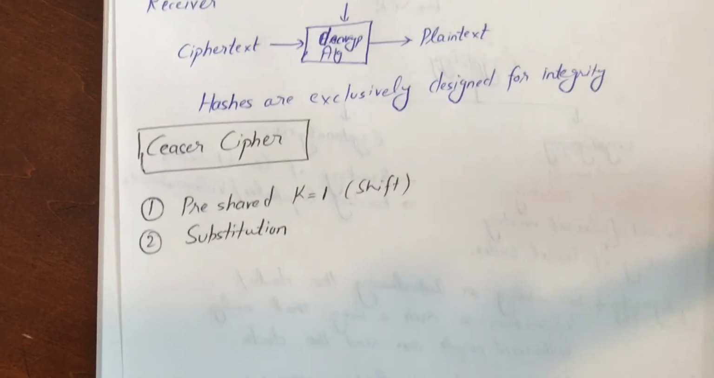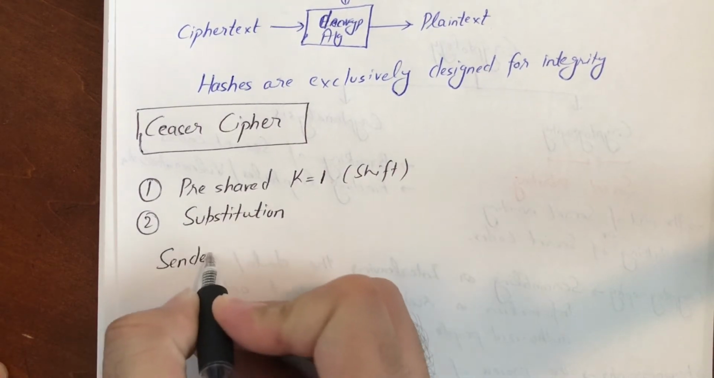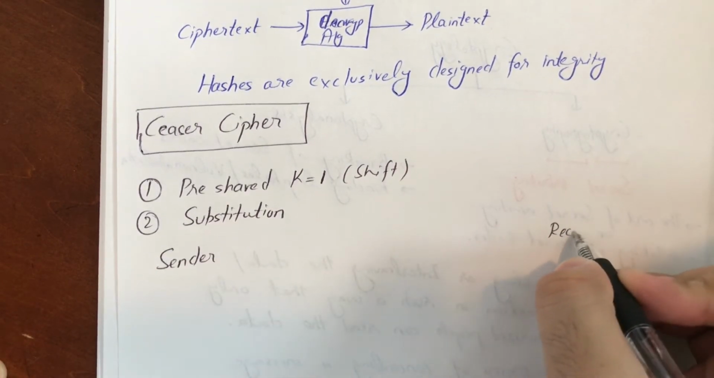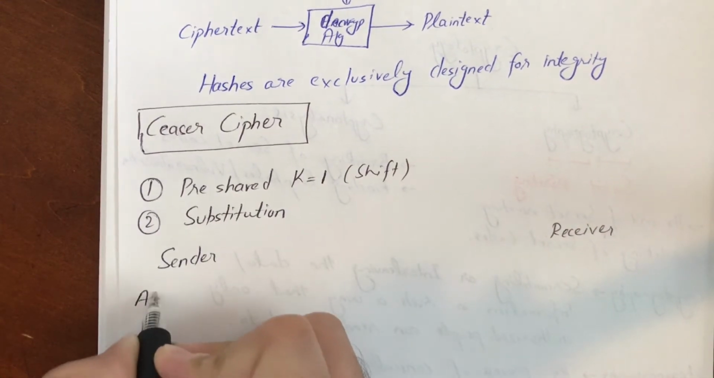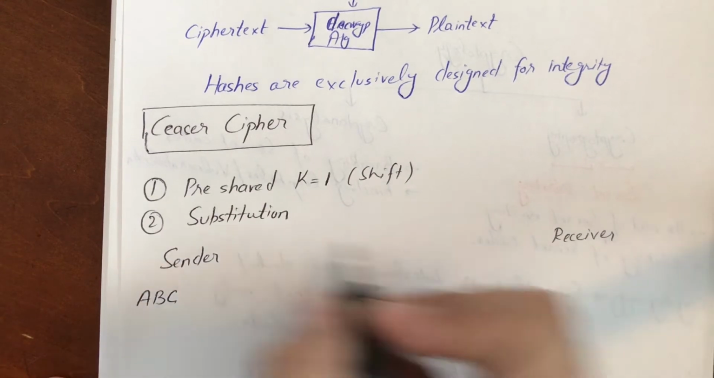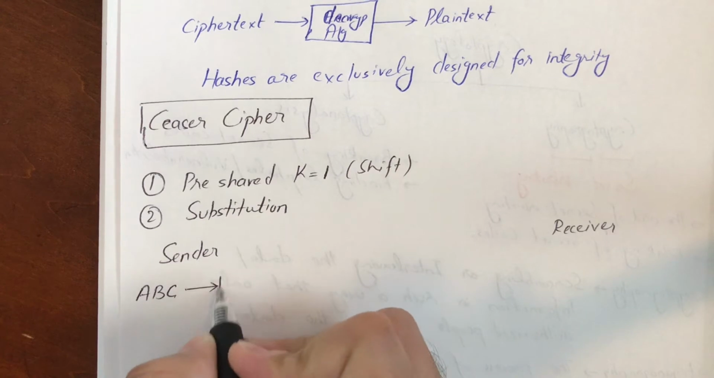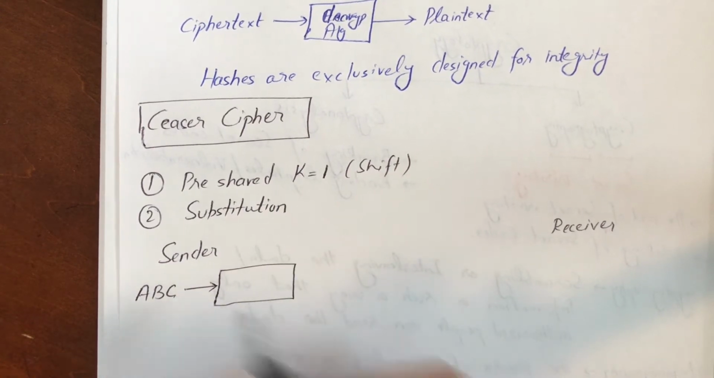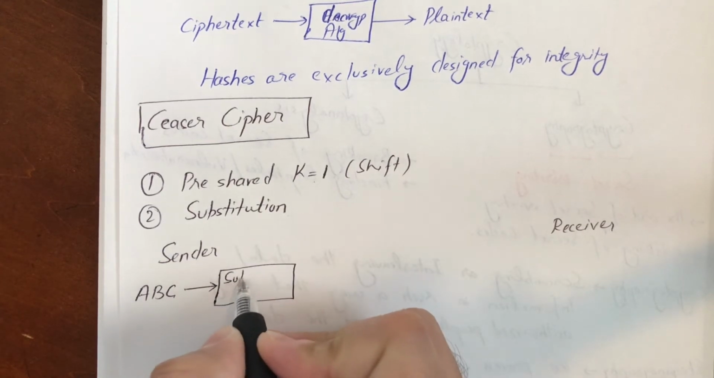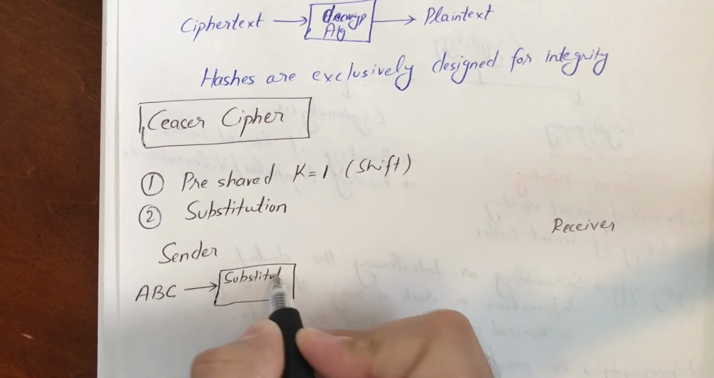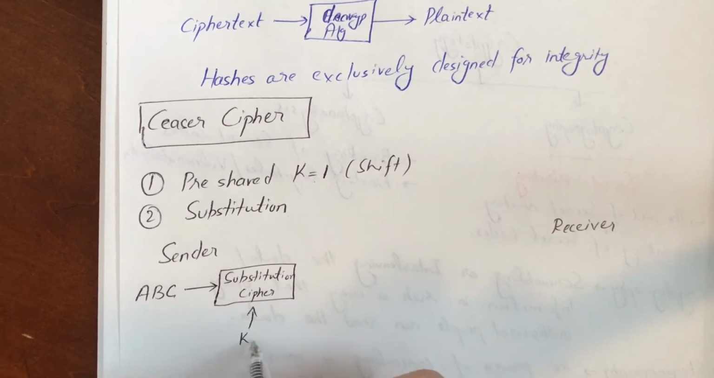Now what does it mean? So for example, I have two users, a sender and a receiver. The sender wants to send a message, ABC, to the receiver using this Caesar cipher. So what will happen? The sender will pass this through the algorithm. The algorithm is substitution depending upon the key. So this is a substitution cipher, depending upon the key, and k equal to 1 in our case.